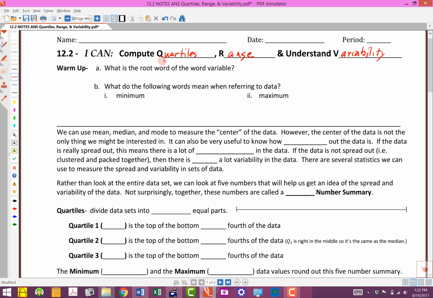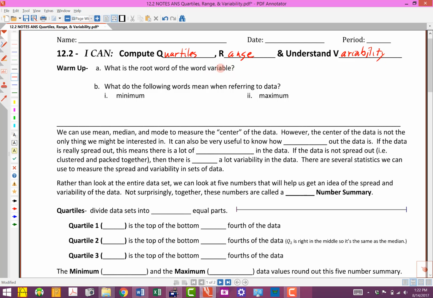I can compute quartiles. The word there is quartiles, Q-U-A-R-T-I-L-E-S. Range, and then understand variability. So again, the I can statement: I can compute quartiles, range, and understand variability. The warm-up question here says, what is the root word of the word variable? So we're going to be talking about variability. Let's talk about what variable means.